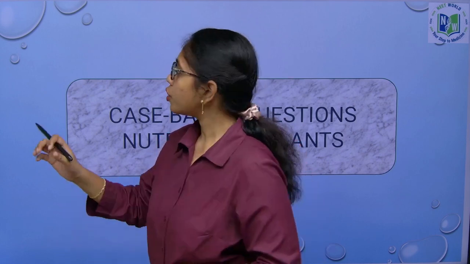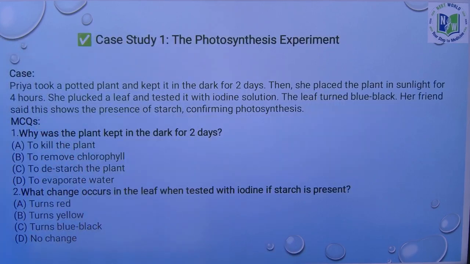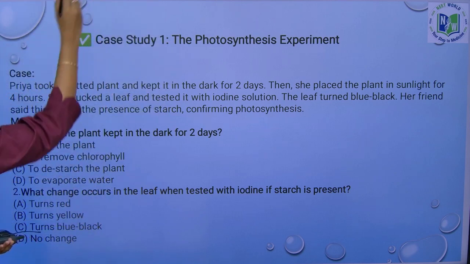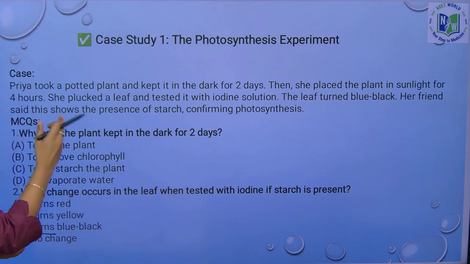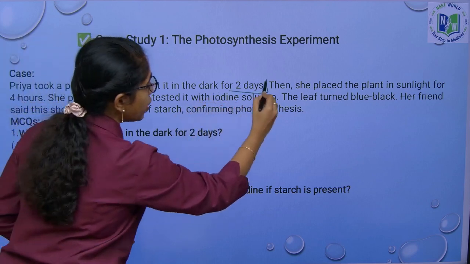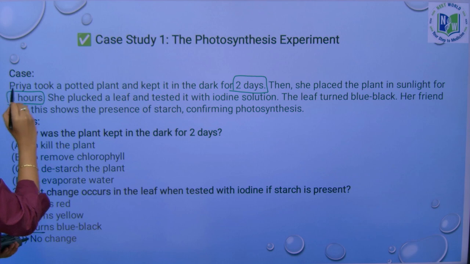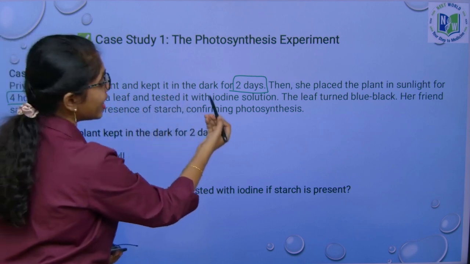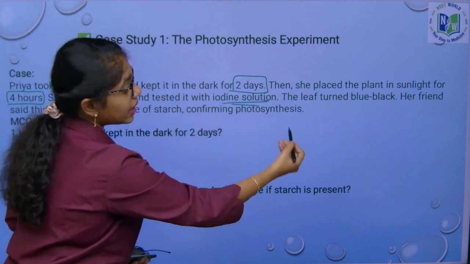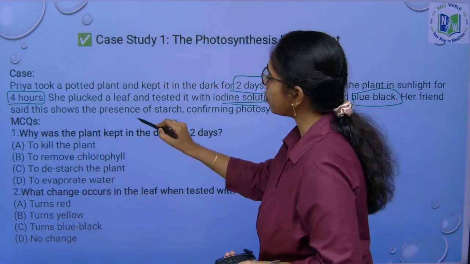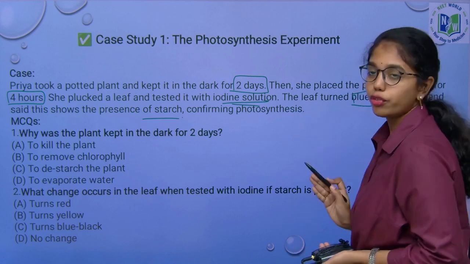Here we are going to discuss all the case-based questions from the chapter Nutrition and Plants. If we look into the first case, this is about the photosynthesis experiment. The case says that Priya took a potted plant and kept it in the dark for 2 days. Then she placed the plant in sunlight for 4 hours. She plucked a leaf and tested it with iodine solution. The leaf turned blue-black. Her friend said this shows the presence of starch, confirming photosynthesis.